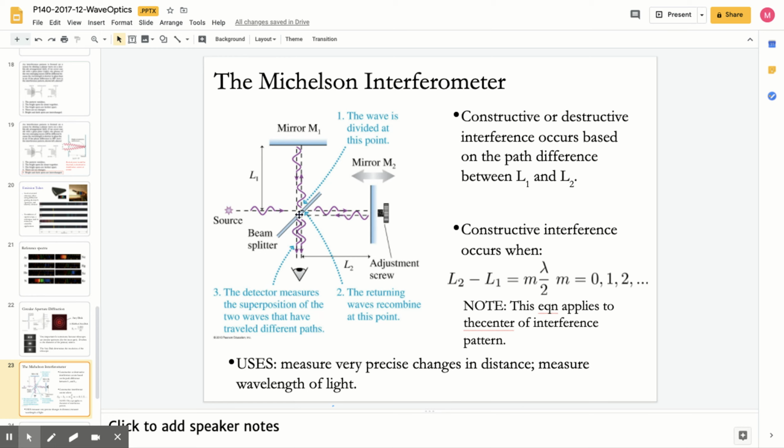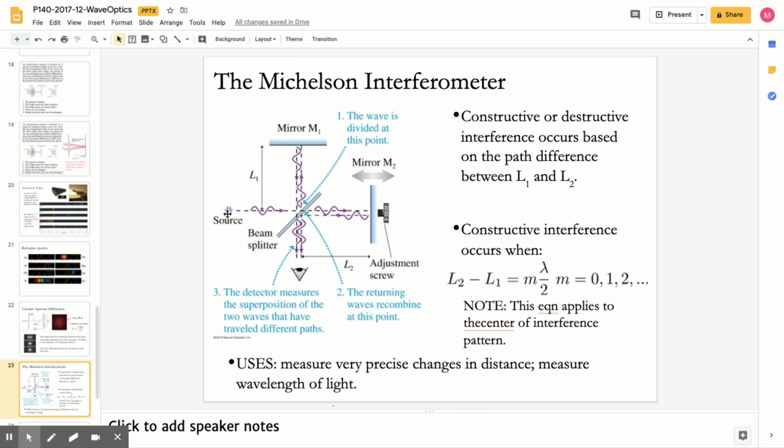This beam splitter has a 50% reflection transmission property. So it's like half silvered. Some of it goes through, some of it goes up. And then when it comes back through, it uses that same 50-50. So some of it comes from mirror 1, the light comes through to your eye or to a detector. And from mirror 2, the light bounces off and comes through.